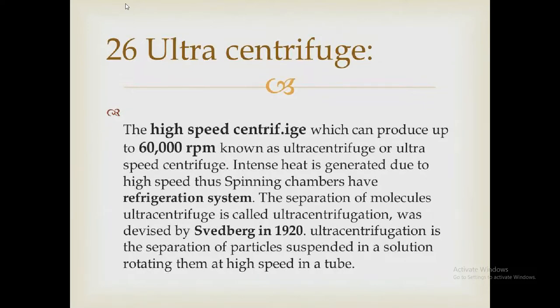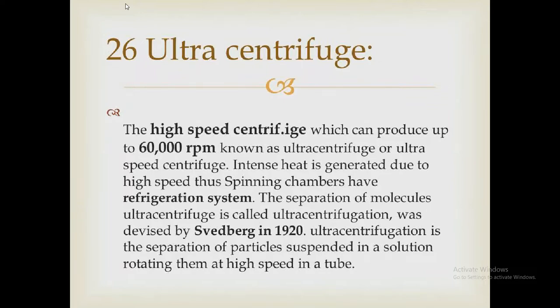When something is rotated with a very high speed of 60,000 RPM, a huge amount of heat will be generated. When a huge amount of heat is generated, it will ultimately affect the samples. The sample property will change. Hence, we need a refrigeration system, and a refrigeration system is attached to this. The separation of molecules using an ultracentrifuge is called ultracentrifugation, and it was devised by Swedberg in 1920. Maybe they can ask this as an MCQ.